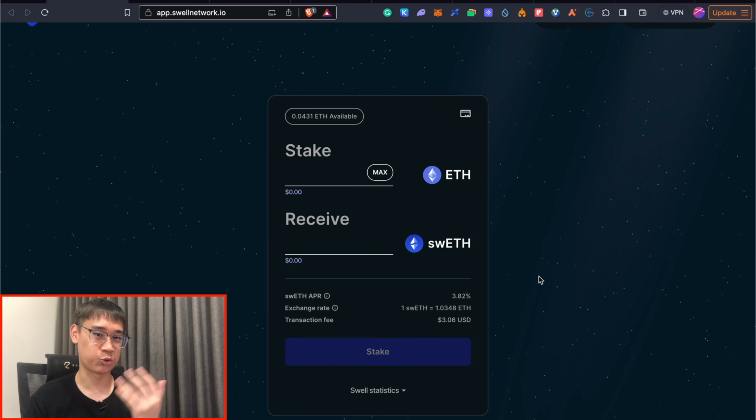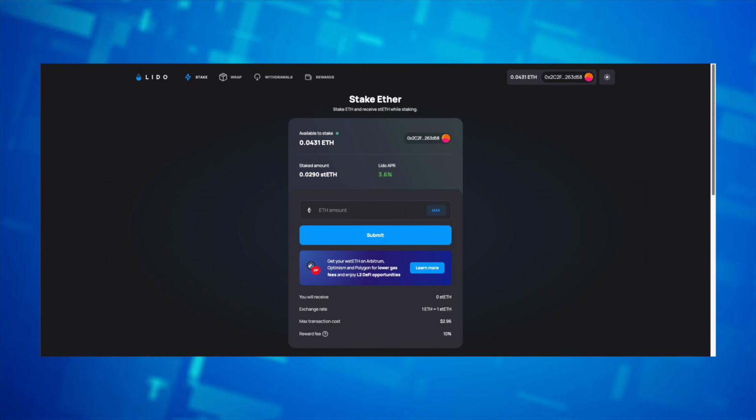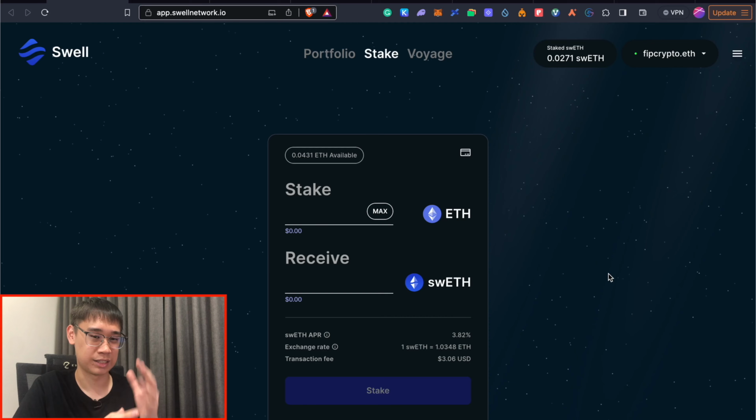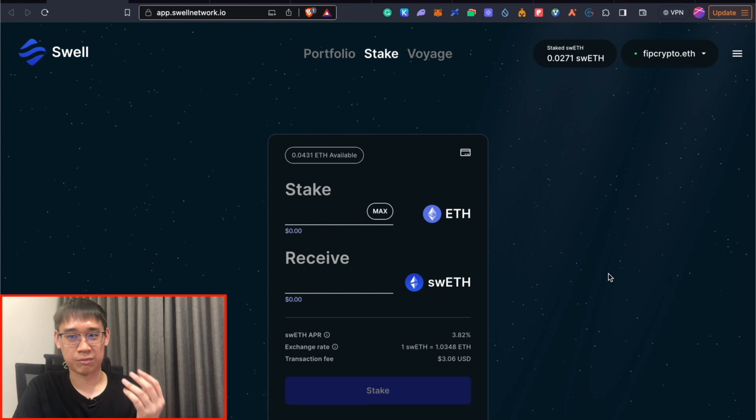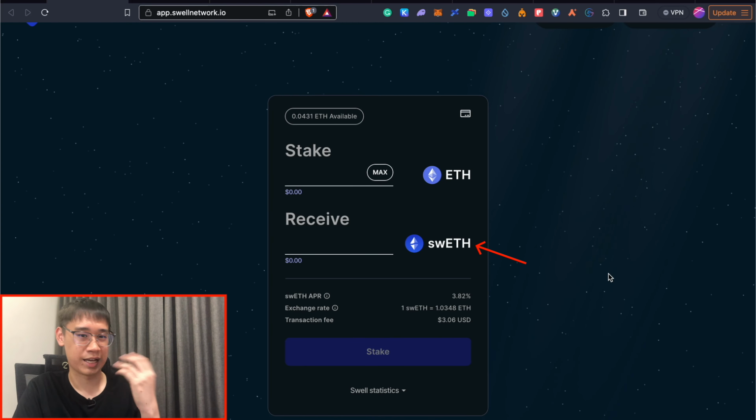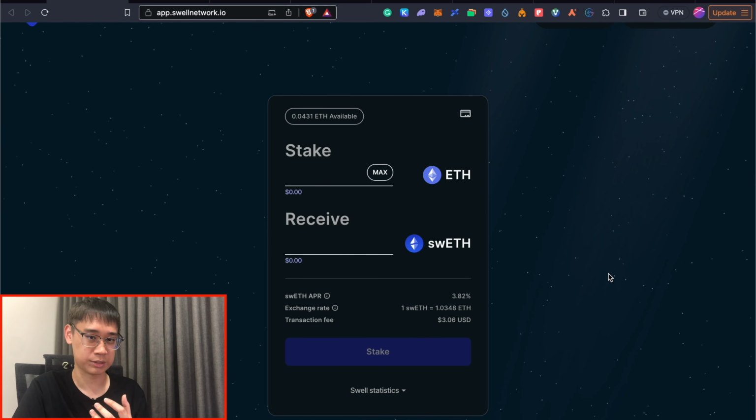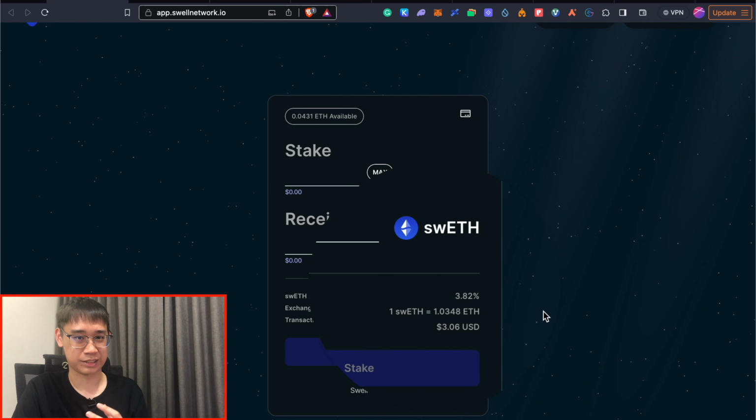This project is known as the Swell Protocol, and if you have heard of Lido Finance or Rocket Pool, this also performs a similar function where you can stake your ETH and get the SWETH liquid staking token, where you earn about 3.82% in staking yield.